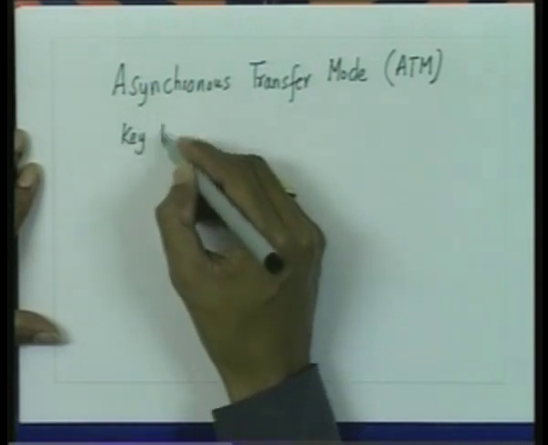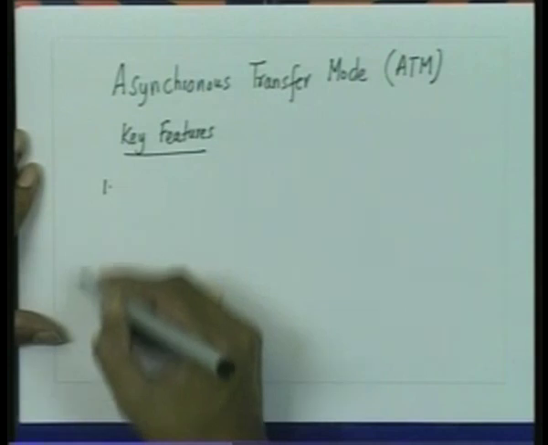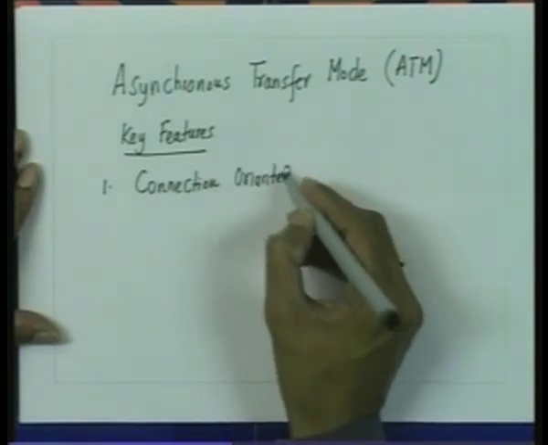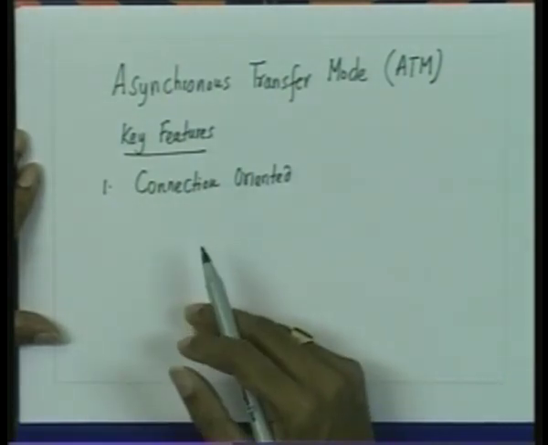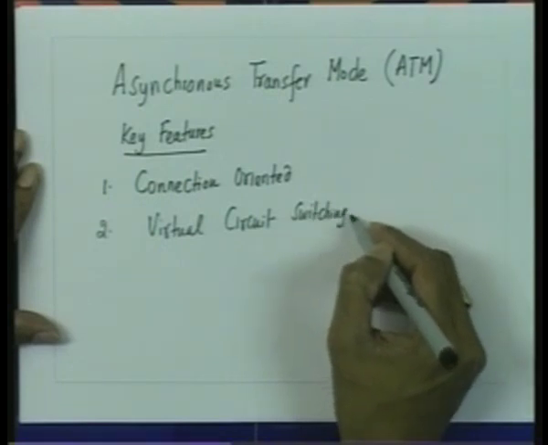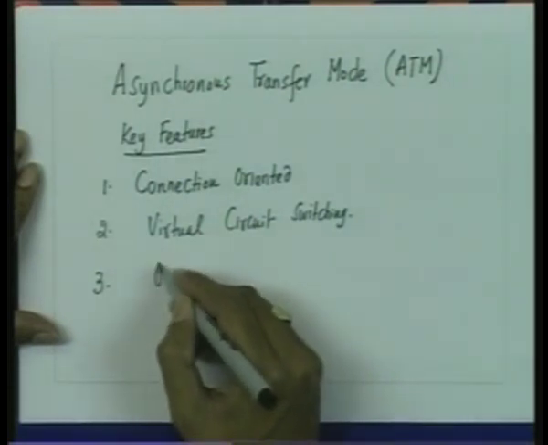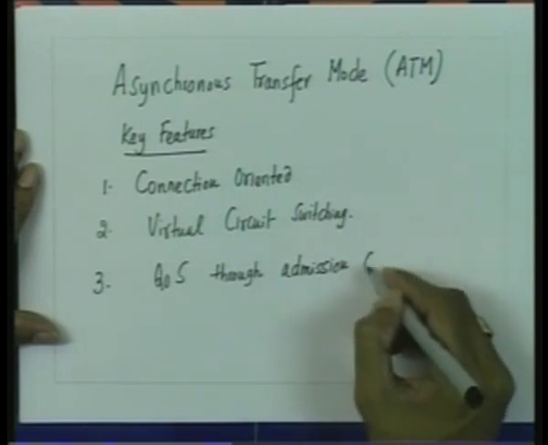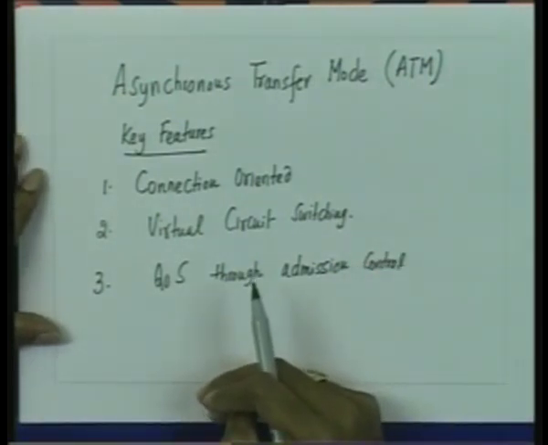So, what are the key features that we have just studied? We say that it is a connection oriented network. By connection oriented, we mean that a connection must first be established between the source and the destination. Then it's virtual circuit switching. And third, it offers quality of service guarantees through admission control and signaling. These are the three key features of an ATM network, or asynchronous transfer mode, which is essentially a packet switched network with quality of service guarantees.